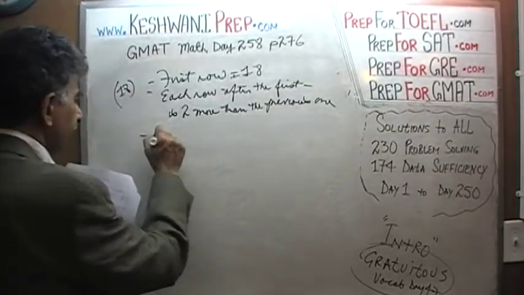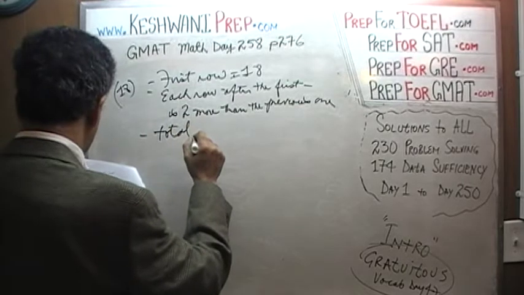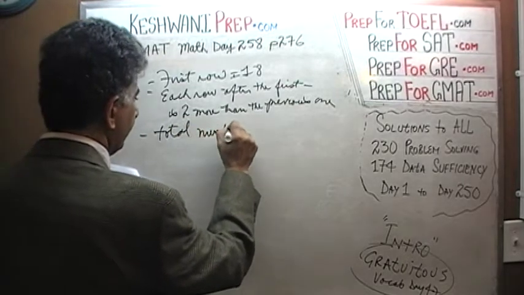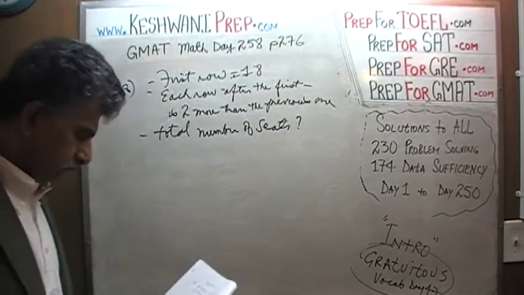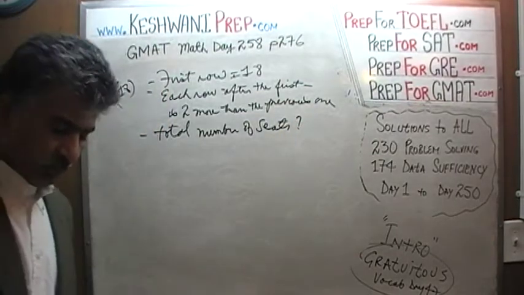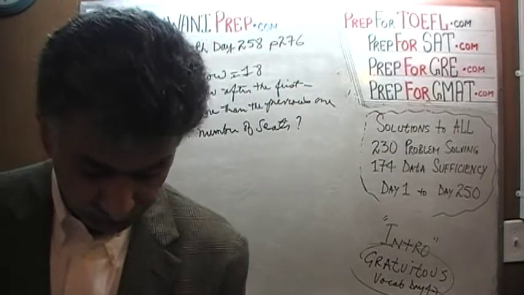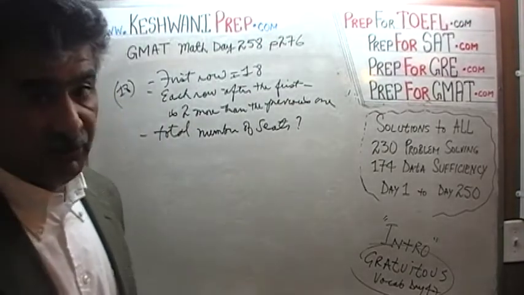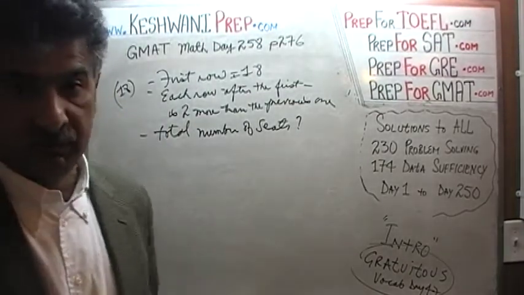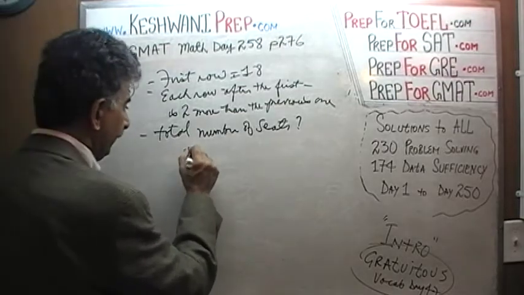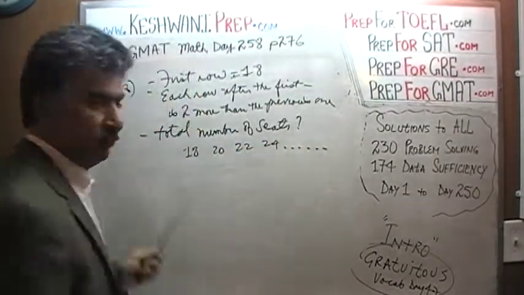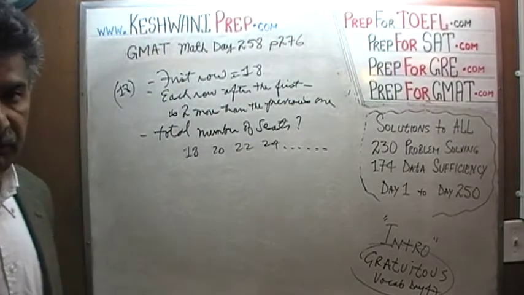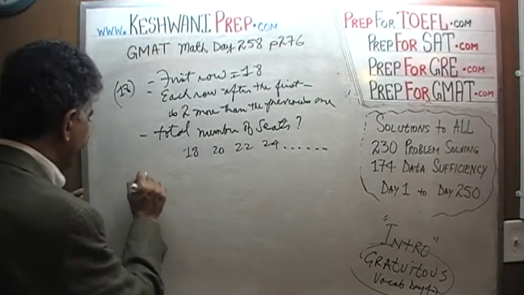The question is, how many total number of seats do we have? To answer this question, we need to know the number of rows, obviously. If we know the number of rows, we can figure out how many seats there are, because it says 2 more each time. We start out with 18, then 20, then 22, 24, and so on. If we know how many rows there are, then it's just a matter of adding up the seats. Let's see what they tell us.